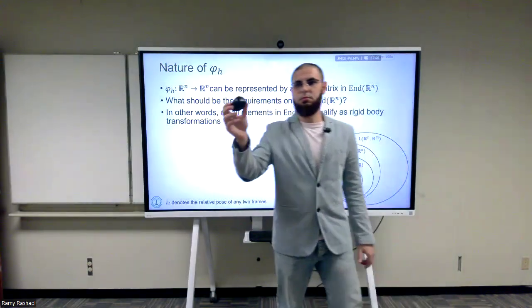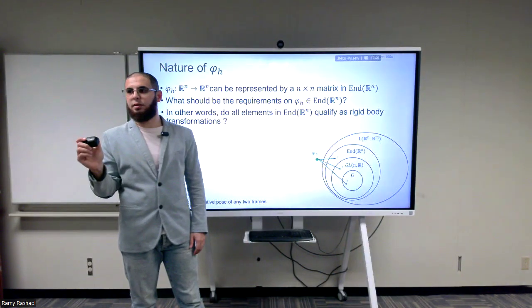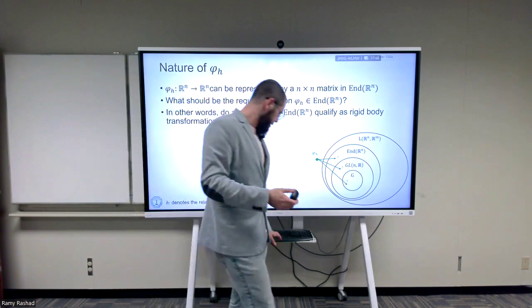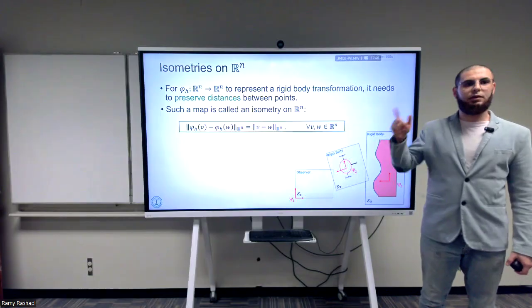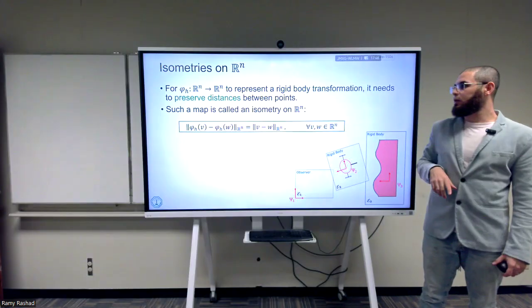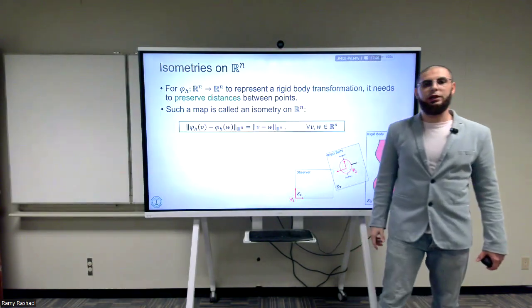What else? Can someone think of something? I'll tell you immediately what the answer is. The answer is that if you really want to know what type of maps we should allow, they should simply preserve the distances between points.